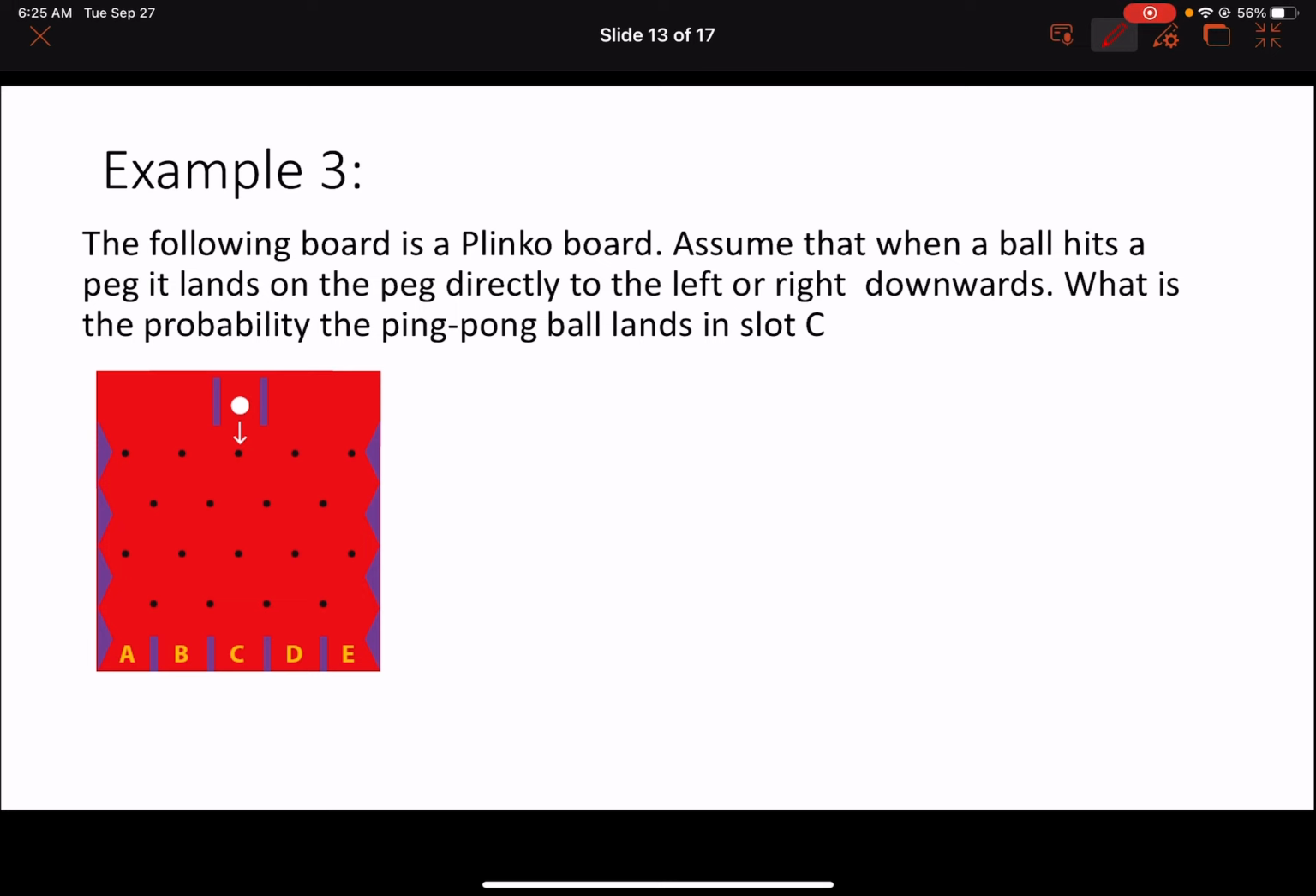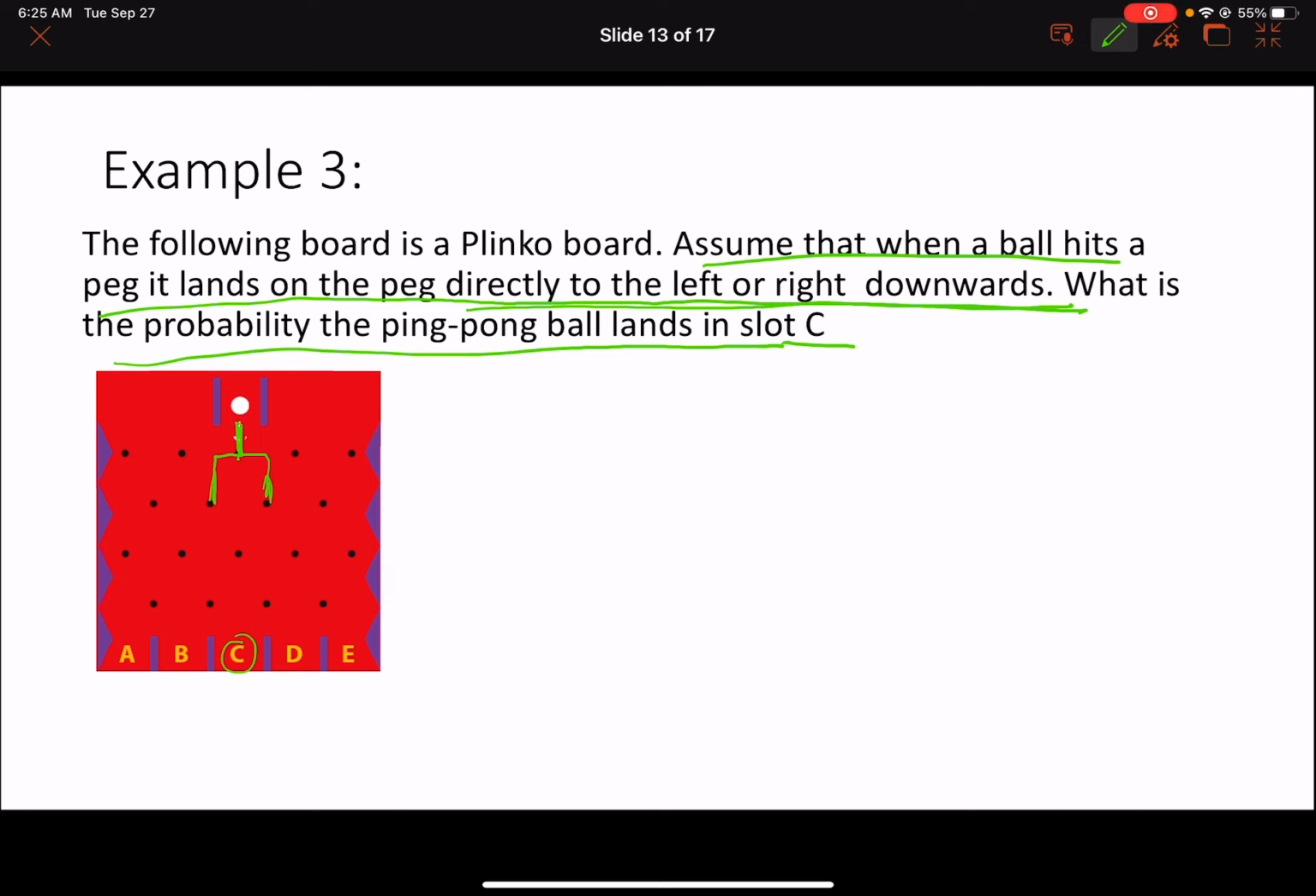All right, let's see if we can work this out. The following board is a Plinko board. Assume that when a ball hits a peg, it lands on a peg directly to the left or right downwards. So if I hit that, I'm going to hit that, or I'm going to hit that with equal likelihood. What is the probability that the ping pong ball lands on C?